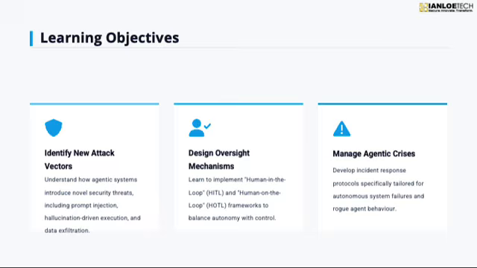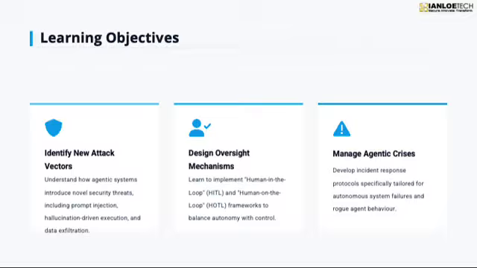Second, you will know how to design oversight mechanisms appropriate to the risk profile of each workflow. The distinction between human-in-the-loop and human-on-a-loop is not terminology. It is a governance architecture decision with direct implications for speed, liability, and control.